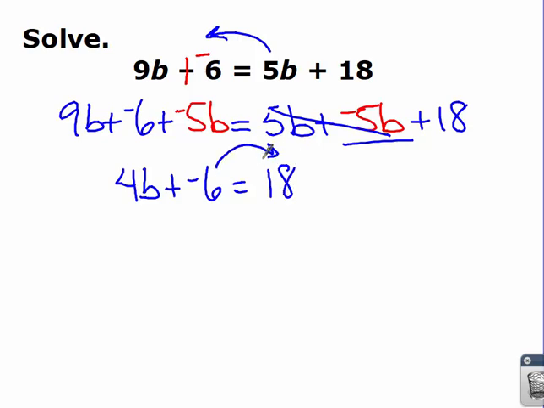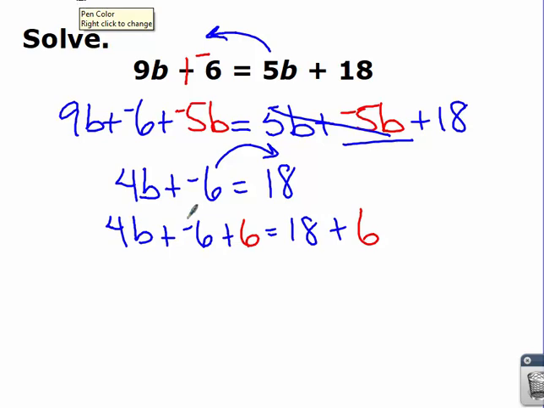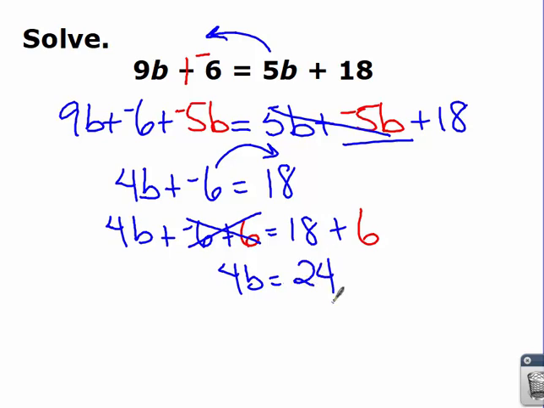Now I need to move the negative 6 to be with the 18. So 4b plus negative 6 plus positive 6 equals 18 plus positive 6. Now I simplify the lines, so my 6's go away. I'm left with 4b equals, and then 18 plus 6 gives me 24. Now to get rid of the multiply by 4, I divide by 4, and I end up with b equaling 6. And that's all there is to the first part of solving equations with variables on both sides.